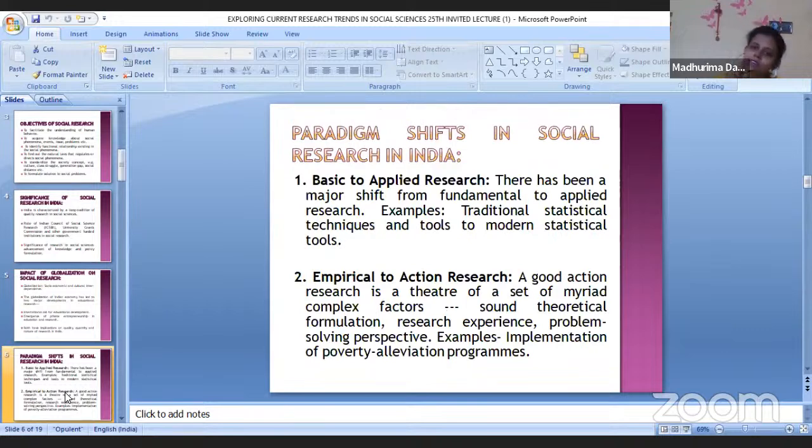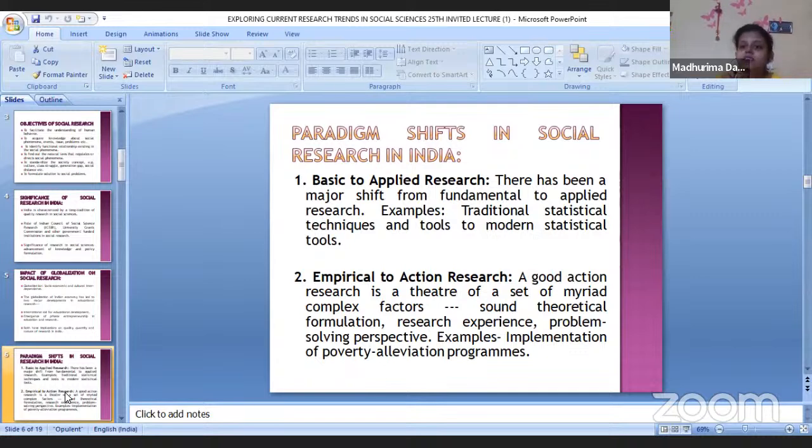Now, all the while I was talking about research objectives, the importance of research, and how globalization plays an important role. Now, coming to the major focus of my lecture, the emerging research trends. Here I will be discussing the major changes or paradigm shifts that have taken place in social research in India. The first and major paradigm shift is a radical transformation from basic to applied research. I repeat, there is a paradigm shift from basic to applied research.